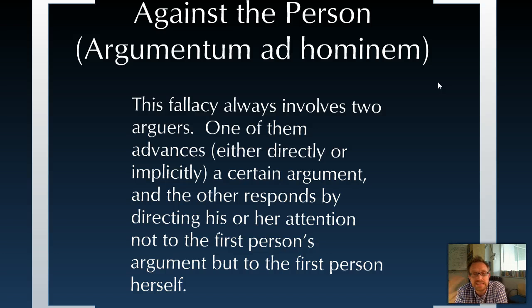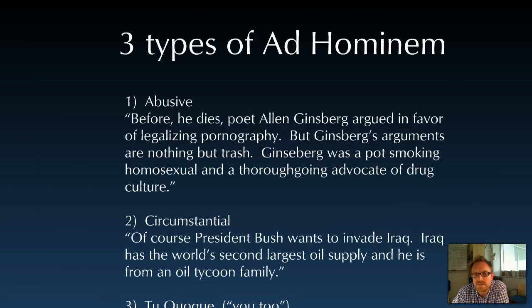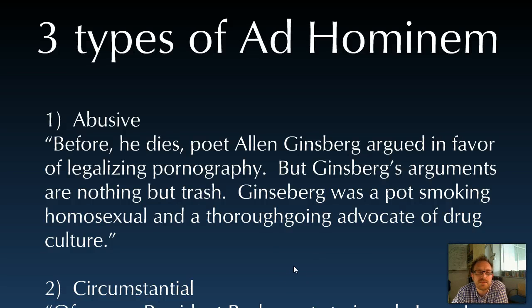it involves one person and an interlocutor, and one person advances either directly or implicitly a specific argument, and the other person responds by not attacking the argument, but by attacking the person herself, right? So this fallacy is when instead of discussing the issue, you attack the person, or two people attack each other. And there are actually three different types. So let me go through these types and I'll show you an example that I pulled from YouTube here. There are three types of ad hominem.